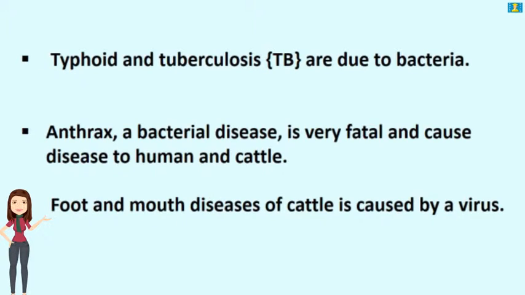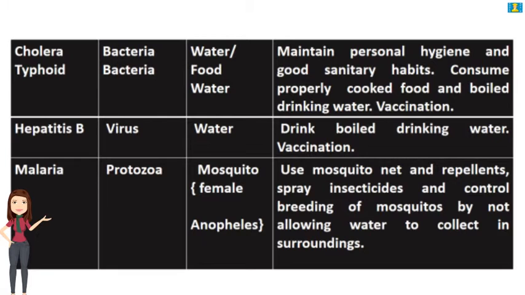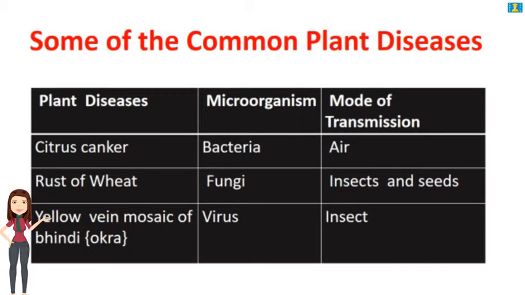Typhoid and tuberculosis are due to bacteria. Anthrax, a bacterial disease, is very fatal and causes disease to human and cattle. Foot and mouth diseases of cattle is caused by a virus. Some common human diseases caused by microorganisms. Some of the common plant diseases.